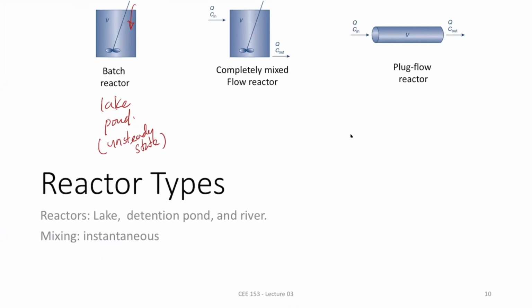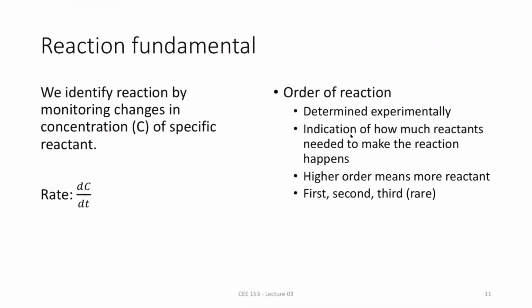A complete mixed flow reactor means it's a batch system, but it has incoming flow and also outgoing flow, which is the case for many ponds, where you have a pool of water and then things are coming in and leaving the system. And then you also have a plug flow reactor, which is basically pipe or rivers. All right. So a little bit of fundamentals understanding. Any questions so far? This is just a little bit of background.